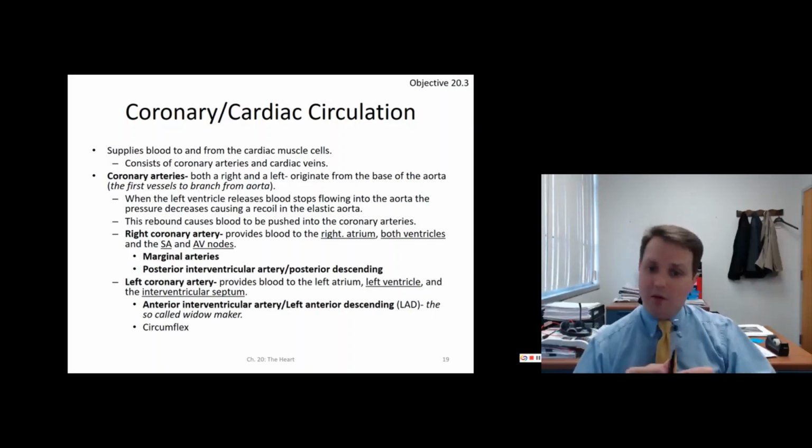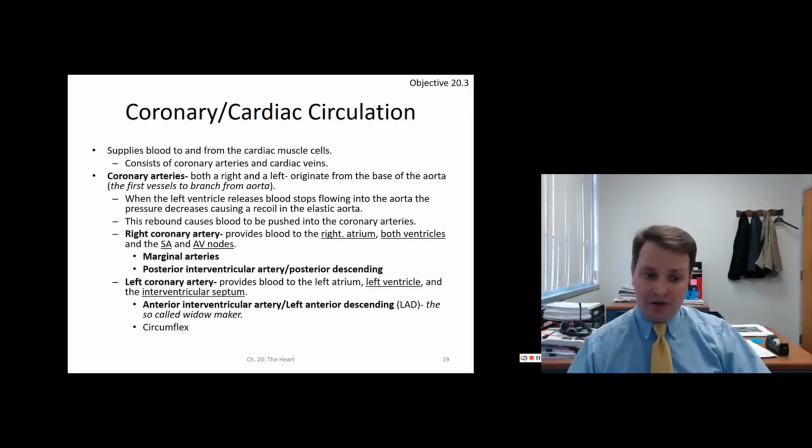Now, one way to remember the branches of the right coronary artery is RMP: right coronary artery, marginal arteries, and posterior interventricular. Sometimes we call this the posterior descending artery as well, and commonly it might be referred to that in clinical practice. Remember, this is on the back side. We saw that. We'll talk about who it pairs with in a minute.